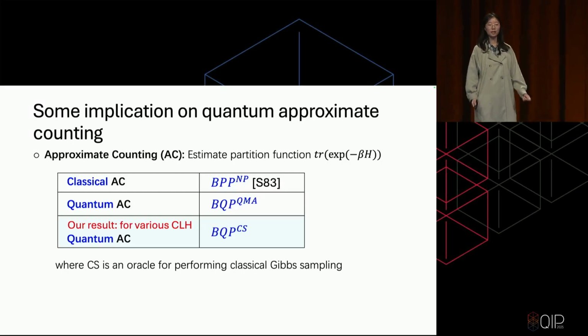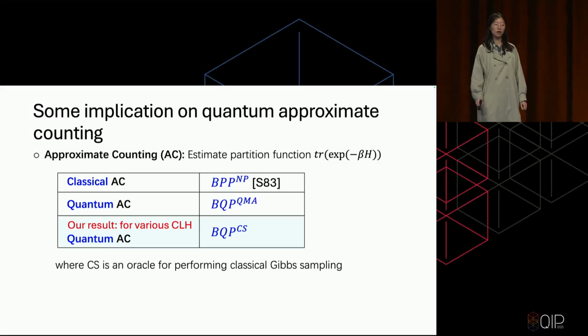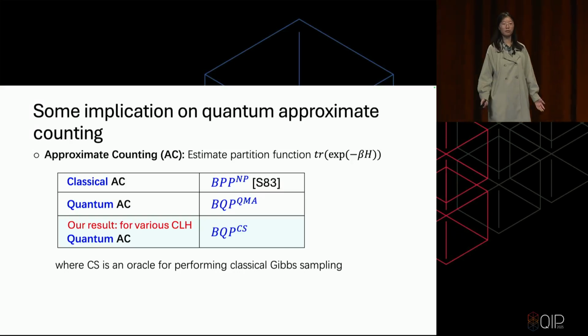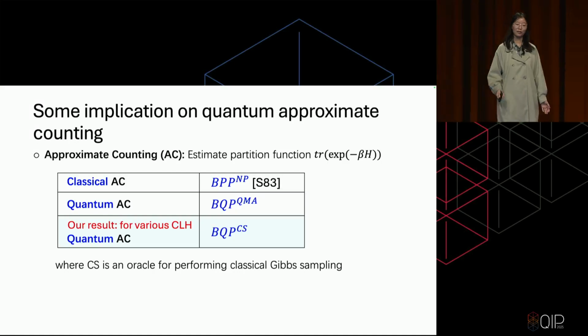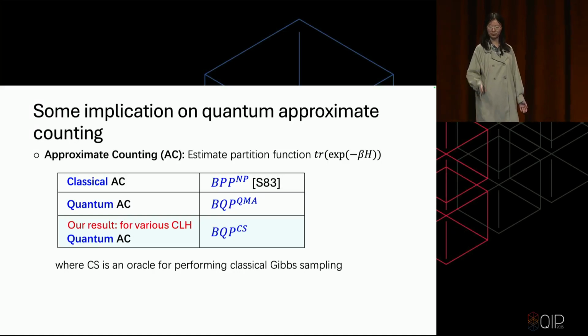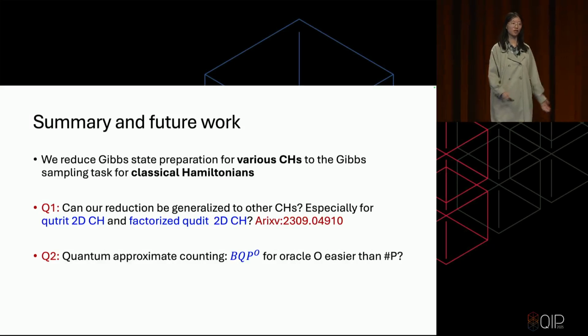The relationship between this problem and our work is that our result is in fact a slight positive result in this direction. We show that for various commuting Hamiltonians, the corresponding quantum approximate counting is in BQP to something, where that something is an oracle for performing classical Gibbs sampling. So I would like to draw your interest to explore the complexity of quantum approximate counting. That's the main part of this talk.